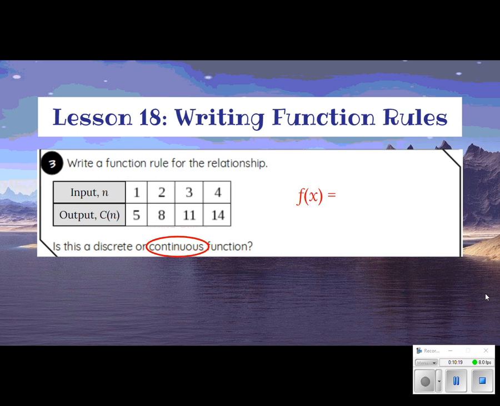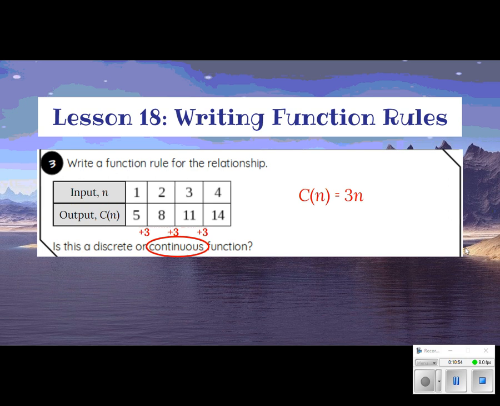Oh, sorry, c of n, not f of x. We're not using f of x. We're changing that to c of n. Now we're going to see how our y values are changing, our c of n values. 5 to 8, you add 3. 8 to 11, you also add 3. 11 to 14, you also add 3. So, looks like we're adding 3 each time. So that's going to be our coefficient on the variable, and our variable is going to be n, not x. Whatever variable is inside these parentheses has to be the variable in that equation.